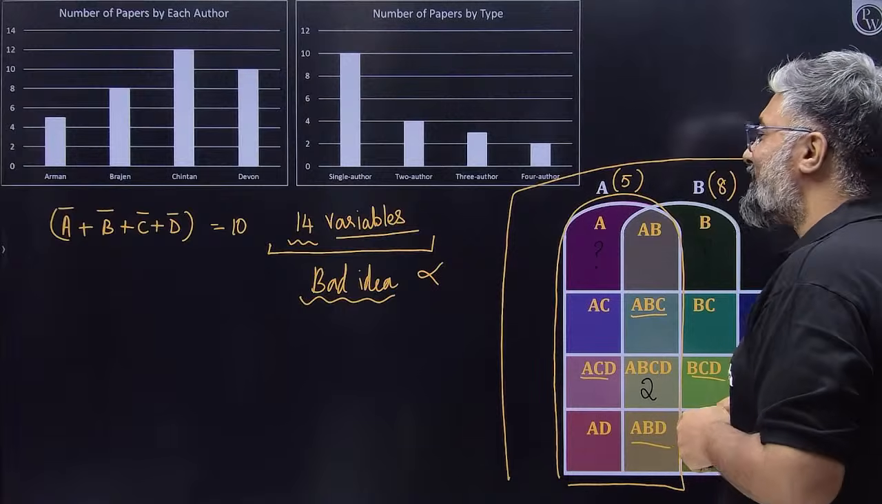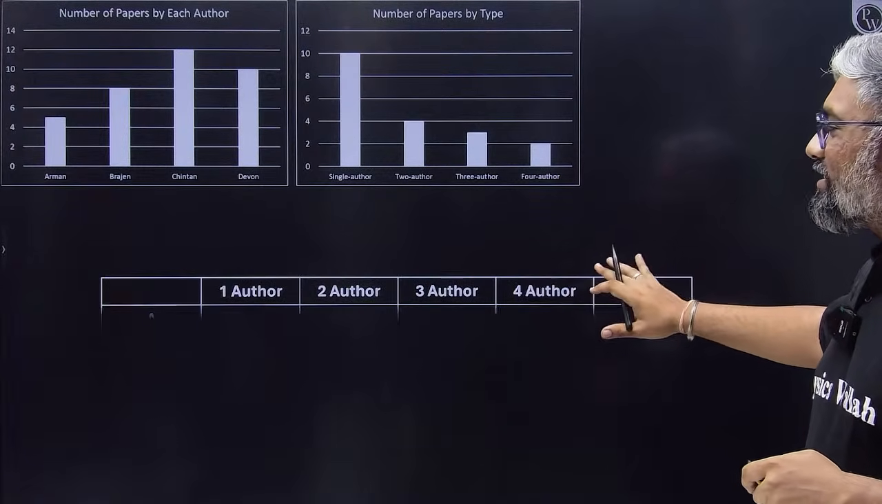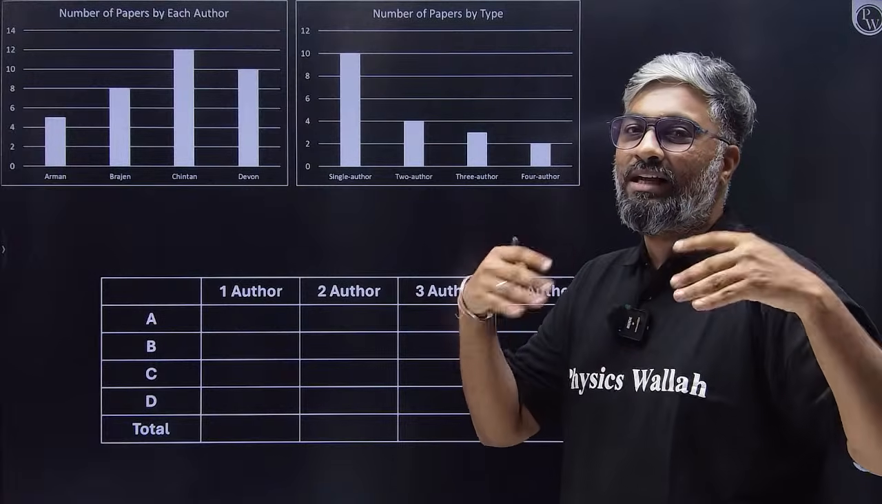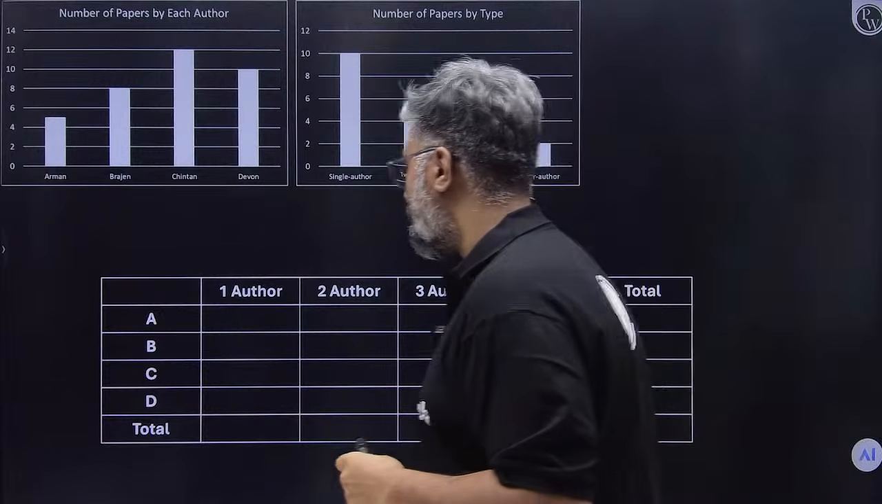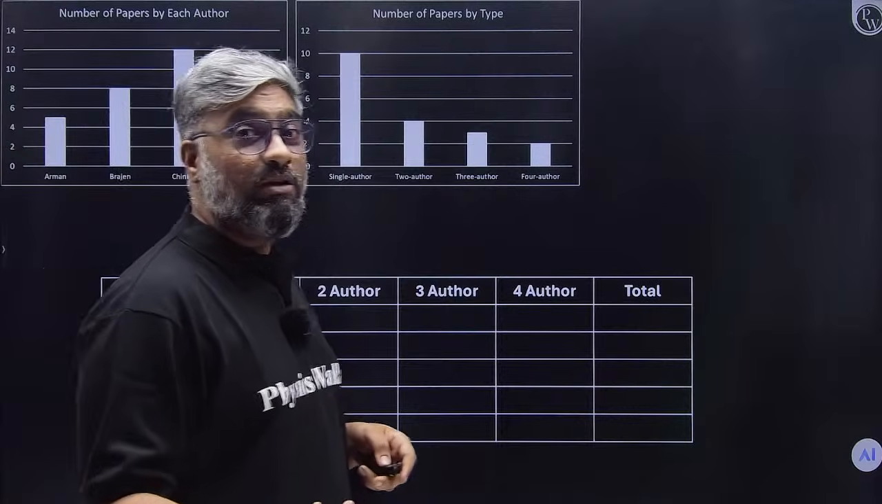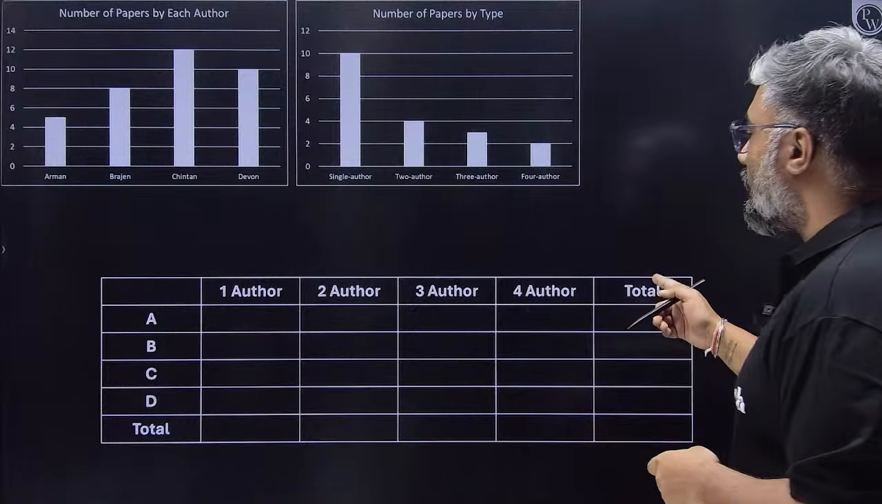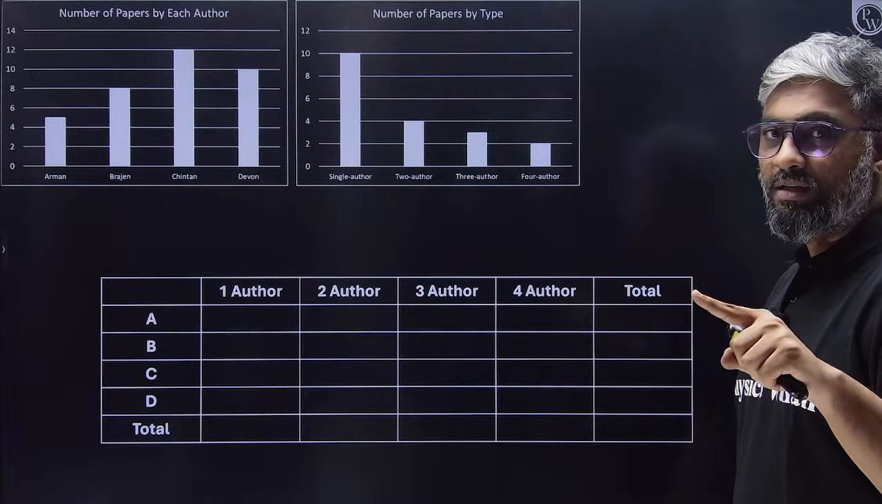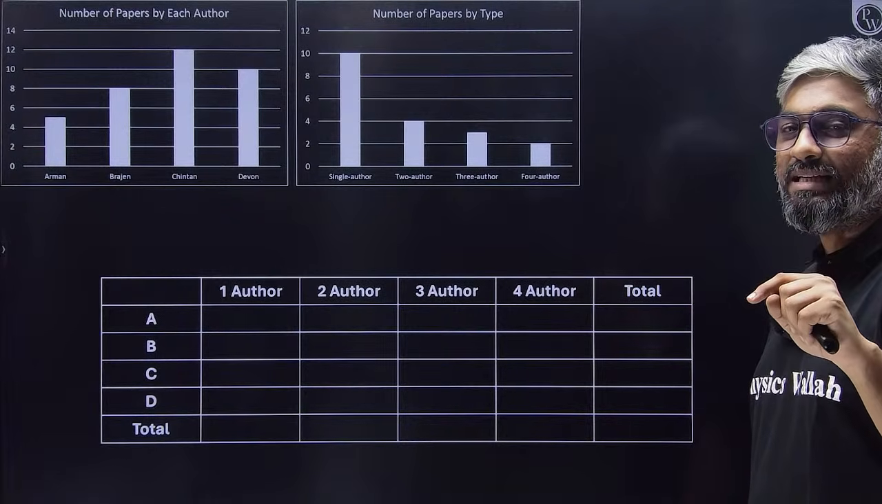Right. So we're shifting from Venn diagrams to distribution because we don't want to deal with that many variables. 14 variables, too heavy. Okay. So then what do I do with this table? How can I fetch the values for it? What do I know? I know that the total number of papers is 19. Yes, total number of papers is 19.